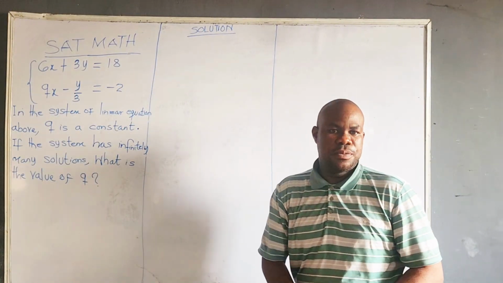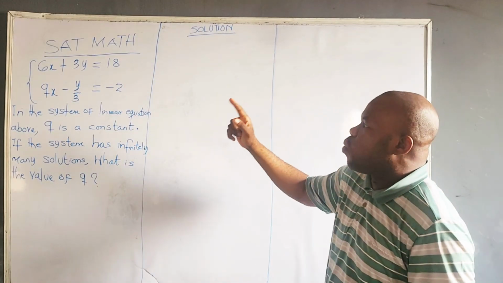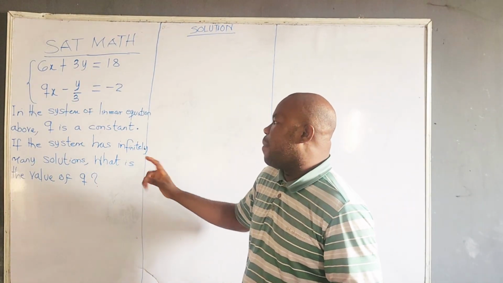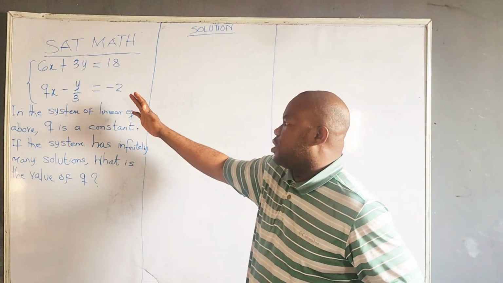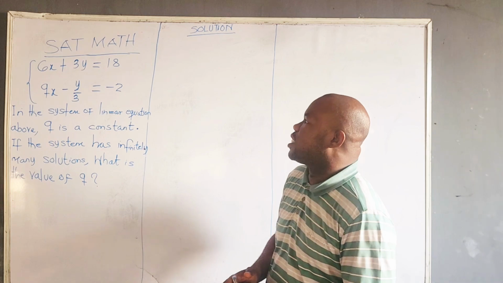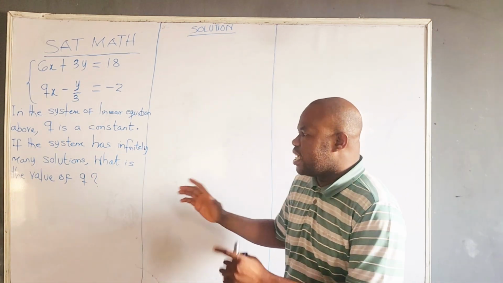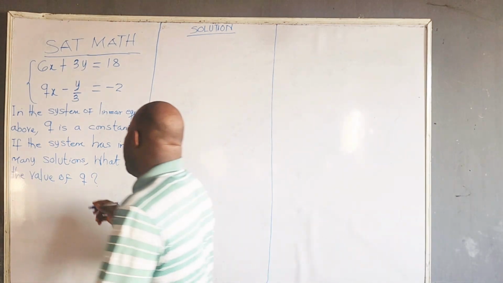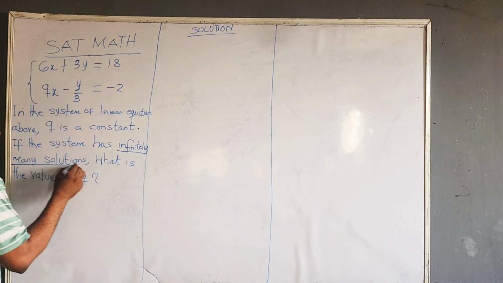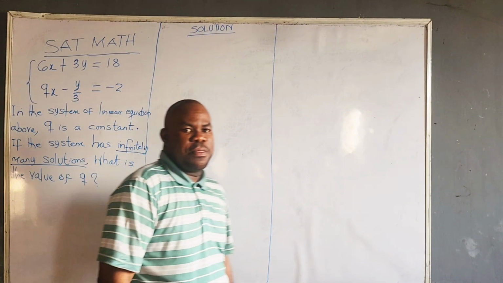Now, we have a question still on algebra, but this time around, we are talking about infinitely many solutions. Look at the question now. It said, in the system of linear equation above, Q is a constant. If the system has infinitely many solutions, so the key word here is infinitely many solutions. What is the value of Q?